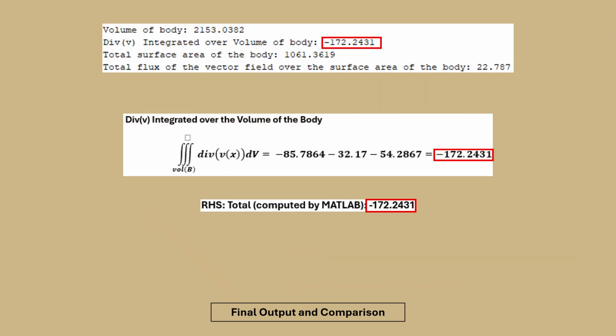Finally, I added up the values on the left-hand side of the divergence theorem, which was negative 85.7864 minus 32.17 minus 54.2867, which obtained a value of negative 172.2431, which matches both the right-hand side of the divergence theorem and also the value obtained from my MATLAB code.